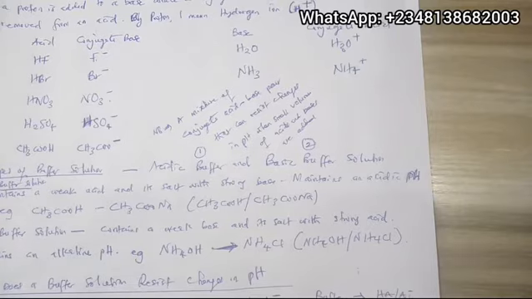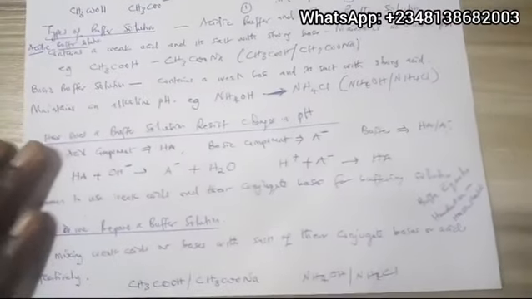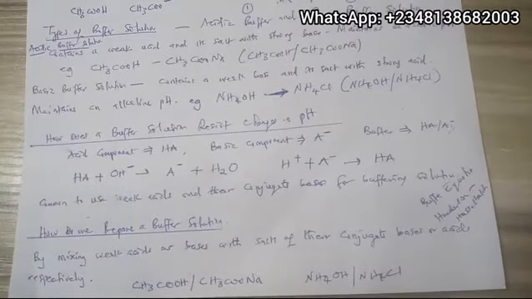I've mentioned it here, but let me just explain it better. Acidic buffer solution. What do you understand by acidic buffer solution? An acidic buffer solution is a buffer solution that contains a weak acid and a salt of its conjugate what? Base. You can simply put, it contains a weak acid and its salt, the salt it forms with a strong base. Now, this acidic buffer solution is used to maintain acidic pH.